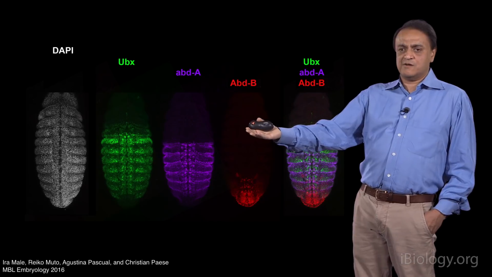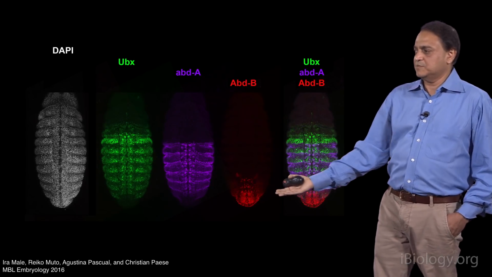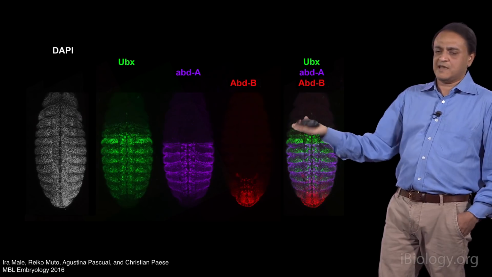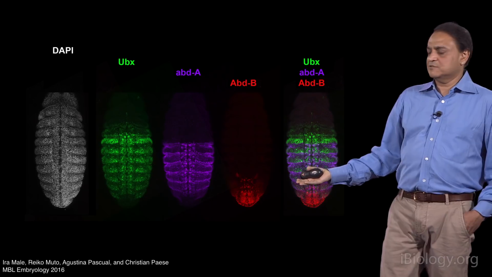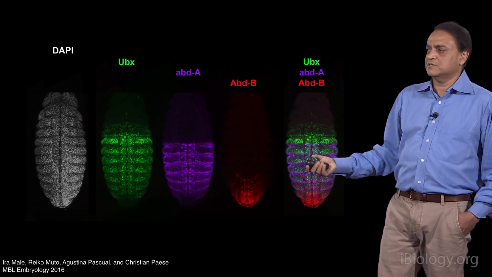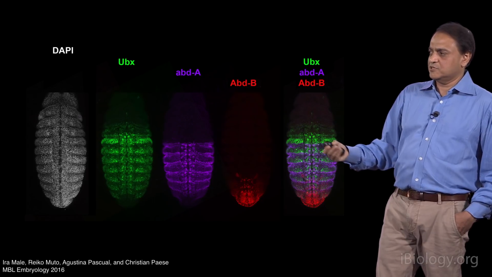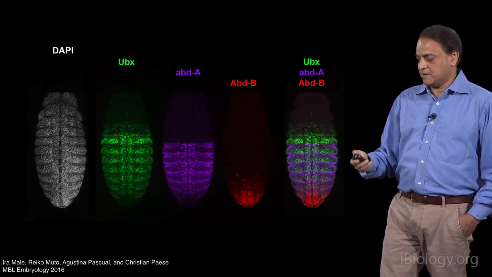Okay, so this is how those three genes are expressed. So UBX shown there in green, abdominal-A shown in this purple color, and abdominal-B in red. And what you can see is they have this sort of nested pattern of expression. And I'll show you those domains in a little more detail in a second, but this is again the typical kind of pattern that you see for Hox genes during embryogenesis. And again, in this animal, the head is towards the top and the tail is towards the bottom.